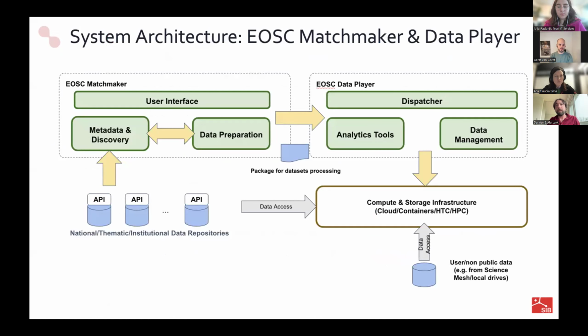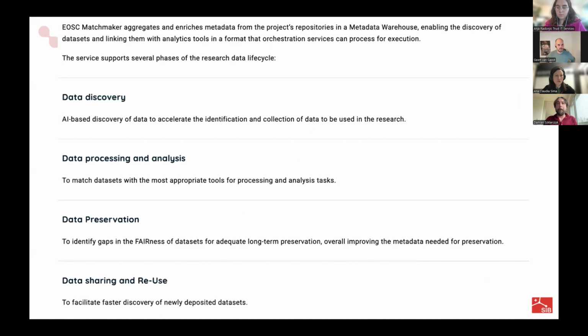In the interest of time, I will just mention that there are two main components. One is a part that will allow you to search for data and tools. The first part is the matchmaker, which relies on data repositories for dataset discovery, but also on tools catalogs, and matches them together to be taken over by the data player, which will allow you to run analytics on this data with the tools.